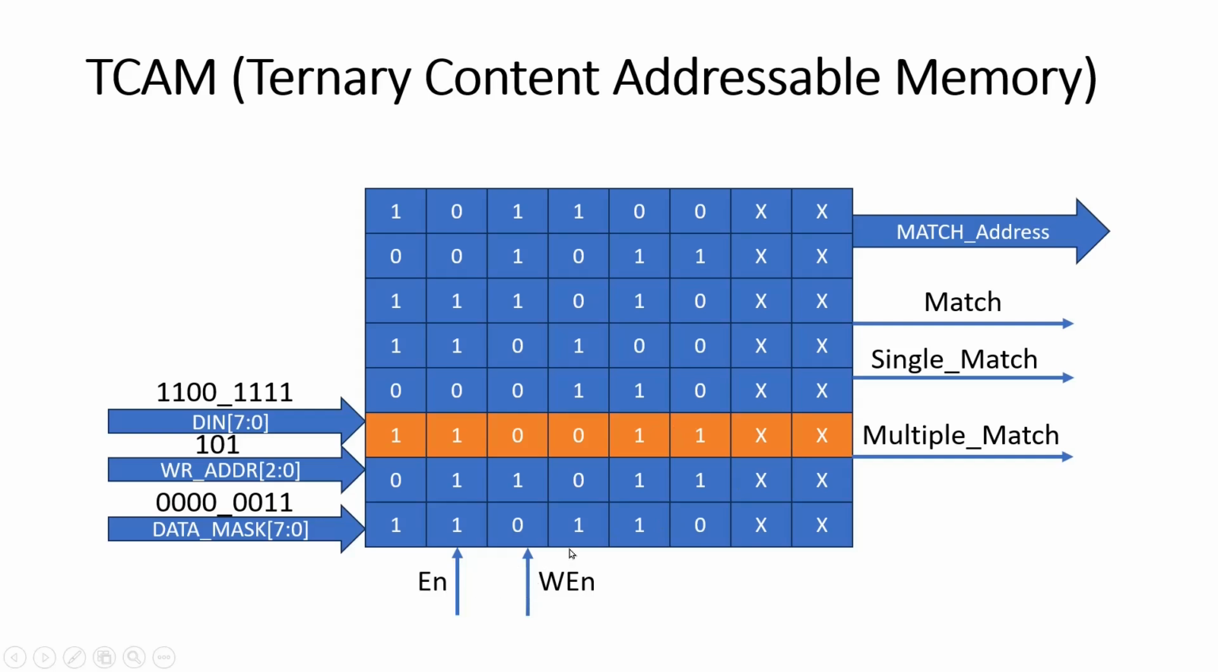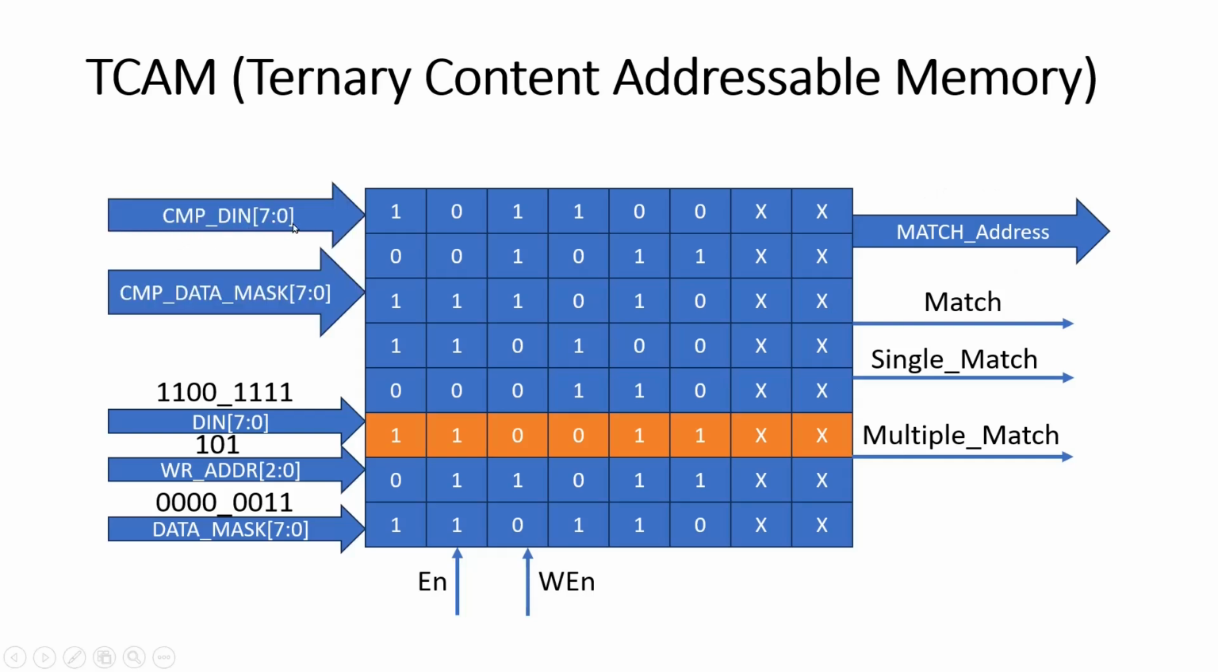So enable and write enable are clear to you. Now I will discuss the output flags. These are very important. Friends, when we apply compare data input along with compare data mask, this data is compared with each location of the CAM memory. And wherever this data matches, the address of that location will appear at match address. Along with the match address, this match flag will be asserted. When match flag is asserted, it means that the content on the input data bus matched with one of the memory locations inside the CAM memory.